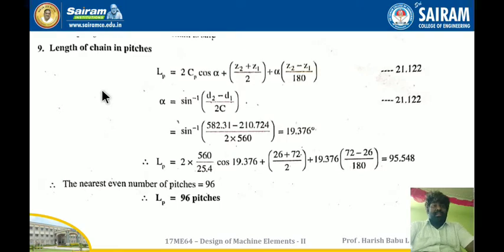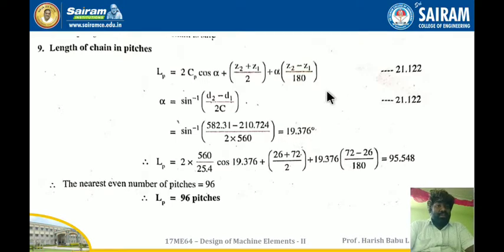The next will be the length of the chain in pitches. So I'll go for the formula: LP is equal to 2C/P cos alpha plus (Z2 plus Z1)/2 plus alpha (Z2 minus Z1)/180. So I'm going to find the alpha value, that is sine inverse of (D2 minus D1)/2C. So I'm going to substitute D2 and D1 values, and the center distance also. I'm going to get 19.376 degrees.